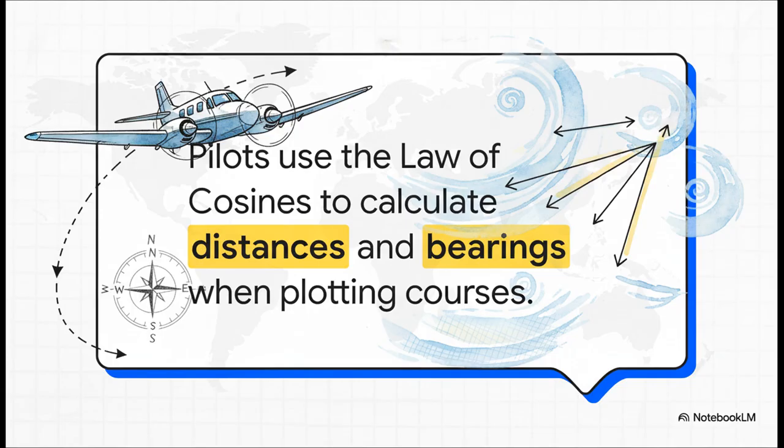Imagine a plane trying to fly straight, but there's a strong wind pushing it from the side. The plane's path, the wind's path, and the actual path the plane travels over the ground, that forms a triangle, and it's almost never a right triangle. Pilots use the law of cosines to figure out exactly how to correct for that wind to make sure you land in the right city.